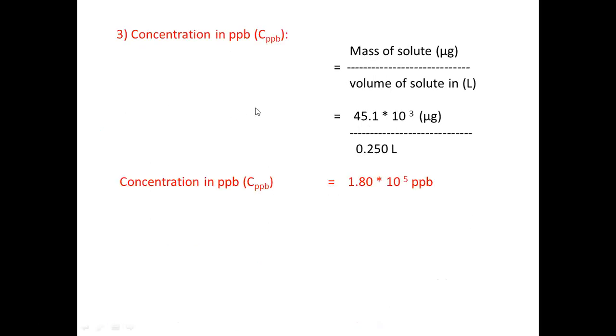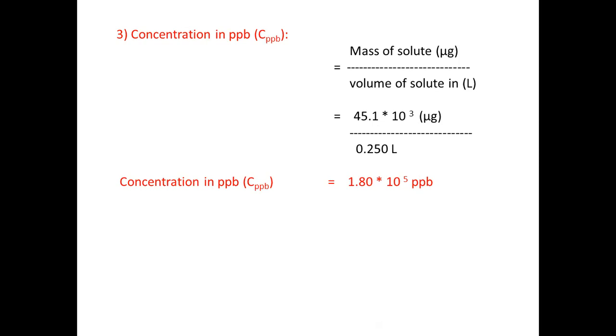Now concentration in ppb, that is parts per billion. Again it has a formula: mass of solute in microgram, whereas in the case of ppm it was in milligram, divided by volume of solution. We already converted the 45.1 milligram into microgram by multiplying by 10 raised to the power 3. So 45.1 into 10 raised to the power 3 microgram divided by 0.250 liter, the volume of solution, and the answer is 1.80 into 10 raised to 5 ppb, that is parts per billion.